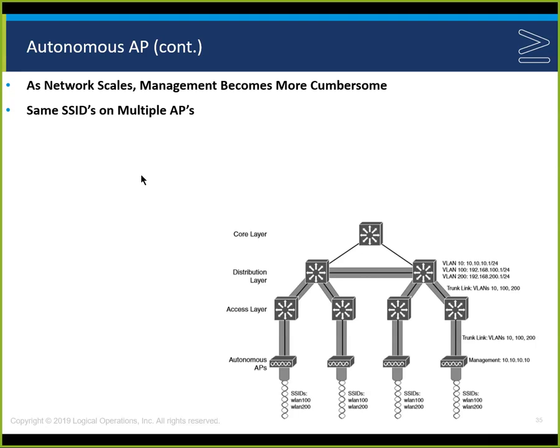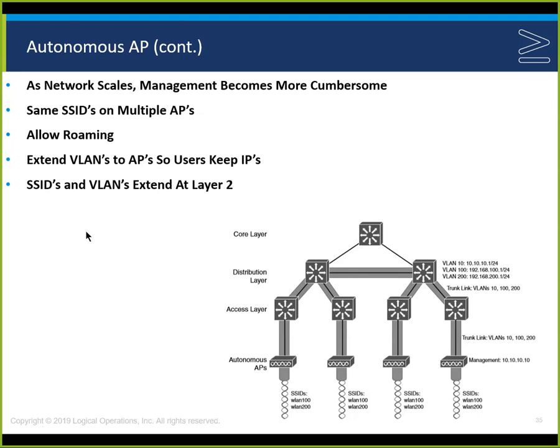The same SSIDs on multiple access points. We need to allow roaming for these things and extend the VLANs to the access points so that the users keep their IPs, and that's what roaming does, where it passes the connection off from one to the other. Same SSIDs on multiple VLANs, and when we're going to go to 20 or 30 or 10 or even 15 of these devices and configure the same thing on each of the devices, this is where automation comes in. Automation is designed to make repetitive tasks easier. We extend the VLANs to the access point so that the users keep the IPs, the SSIDs and the VLANs extend at layer 2, and layer 2 is going to again be at the wireless definition.